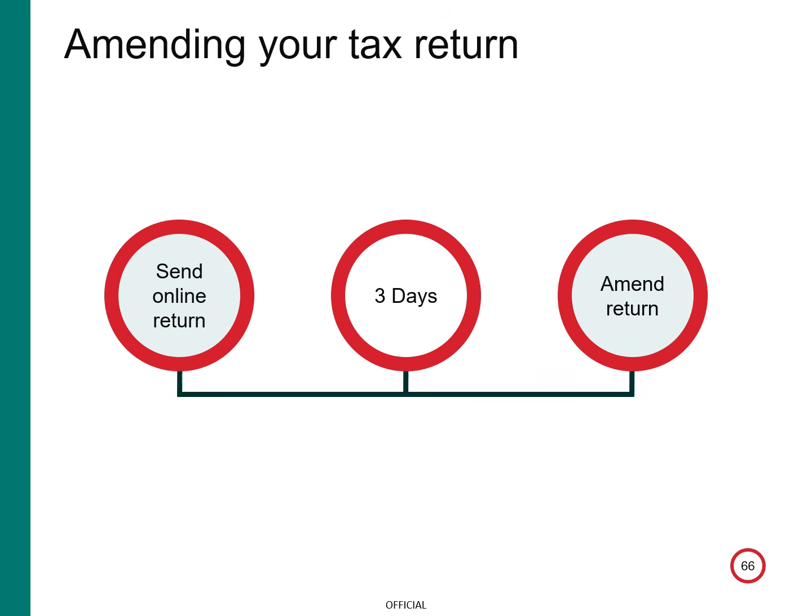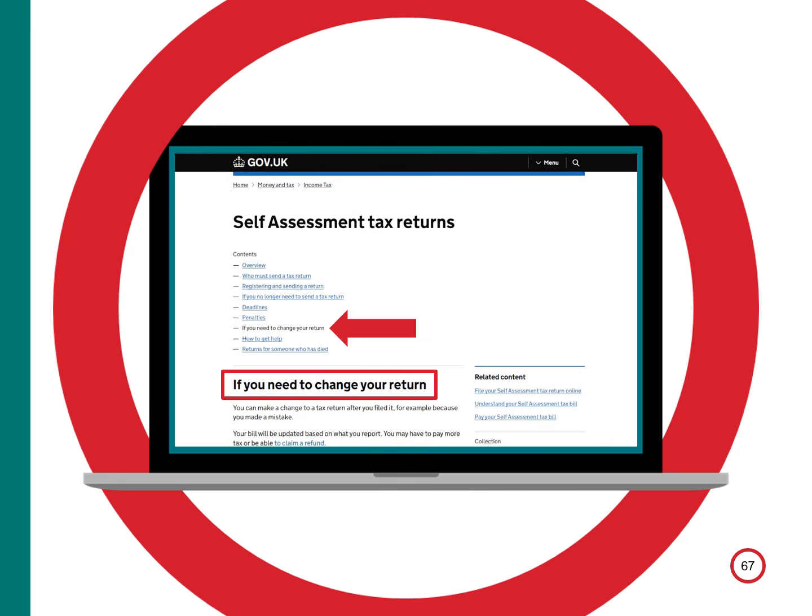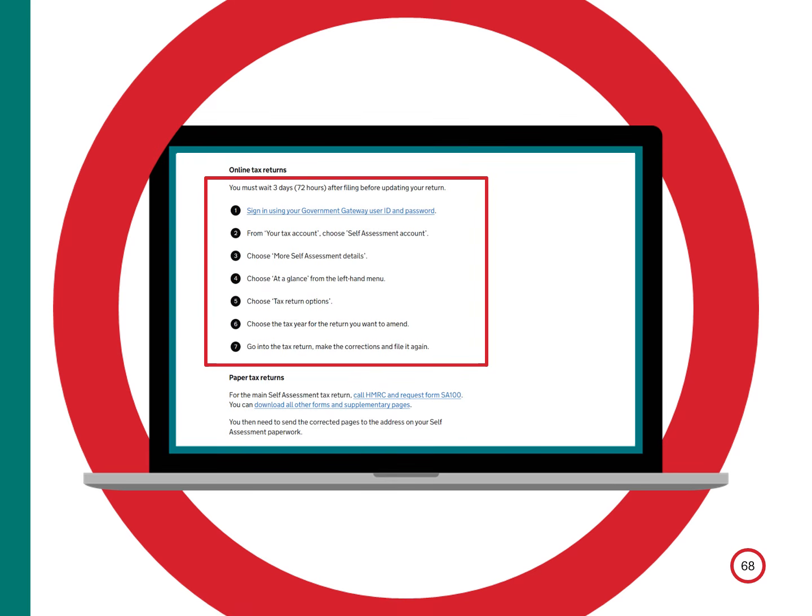You must wait 72 hours, that's 3 days, after sending your online return before you can amend it. For a step-by-step guide to amending your tax return, go to Self-Assessment Tax Returns on gov.uk and choose the link to If you need to change your return. Scroll down the page to Online Tax Returns, where you'll find the guidance.